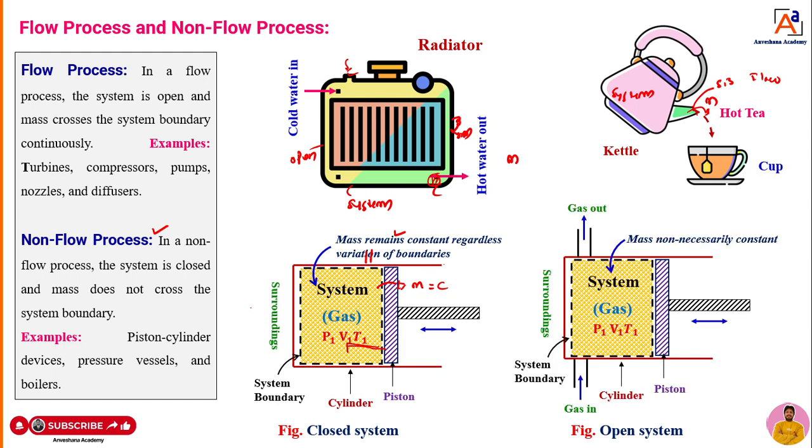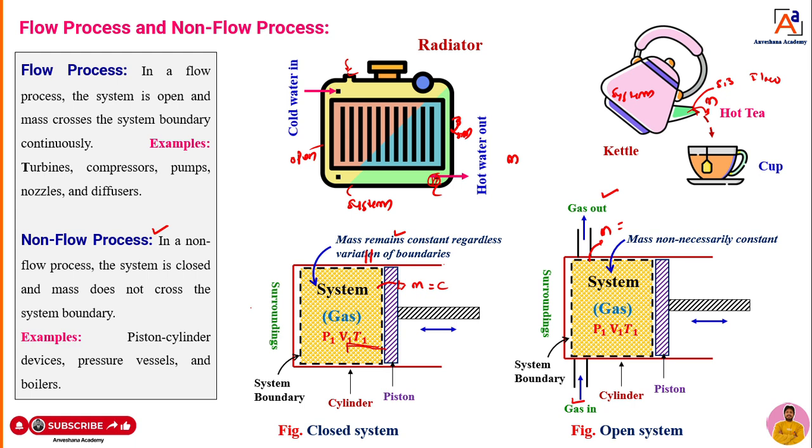How it is, that we can see here, dear students. Now the same arrangement I will take it here. Now I will take gas inside here, then the gas will come out here. Now okay, when it is compressed, if the gas is coming out, that means what? A certain amount of mass is going to cross the system boundary. If mass crosses the system boundary in a process, that we can call a flow process, dear students.